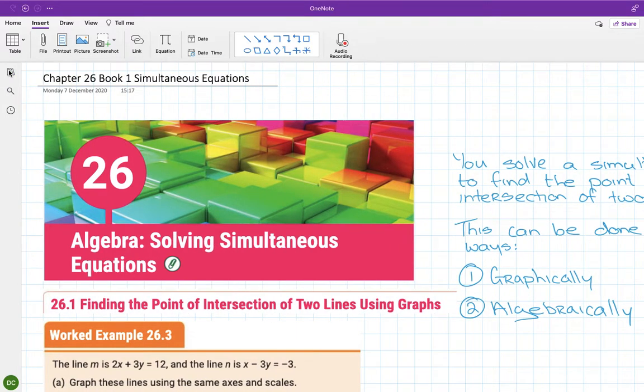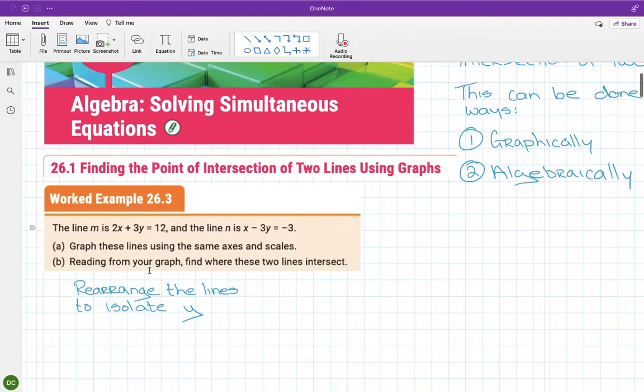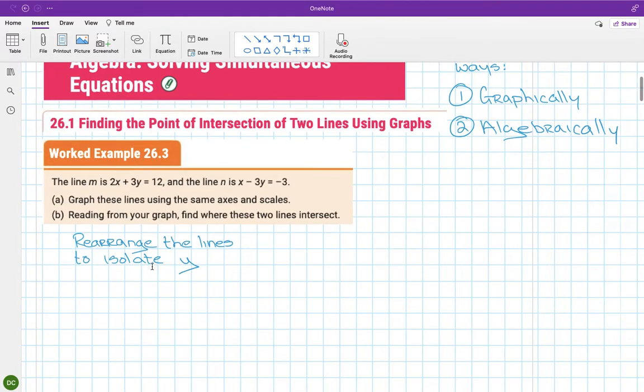So we are going to start our new chapter, which is Simultaneous Equations. It follows on from our previous chapter on coordinate geometry, which I know got a bit lost in our November assessments, but it follows on quite nicely from that. Okay, so we're going to look at finding the point of intersection of two lines using graphs.